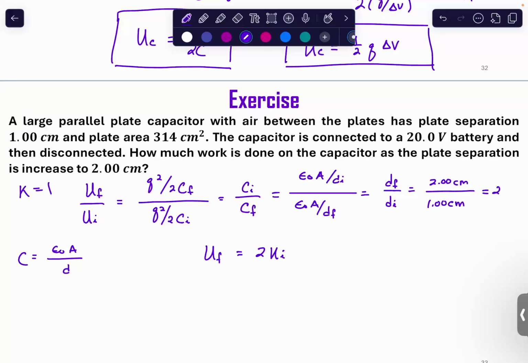Now, take a couple minutes to see if you can figure out the work done as the plate separation increases to 2 centimeters. This is also kind of important if you're looking at design of capacitors. The distance can help dictate how much energy is actually stored in that system. It all comes down to your equation for work.